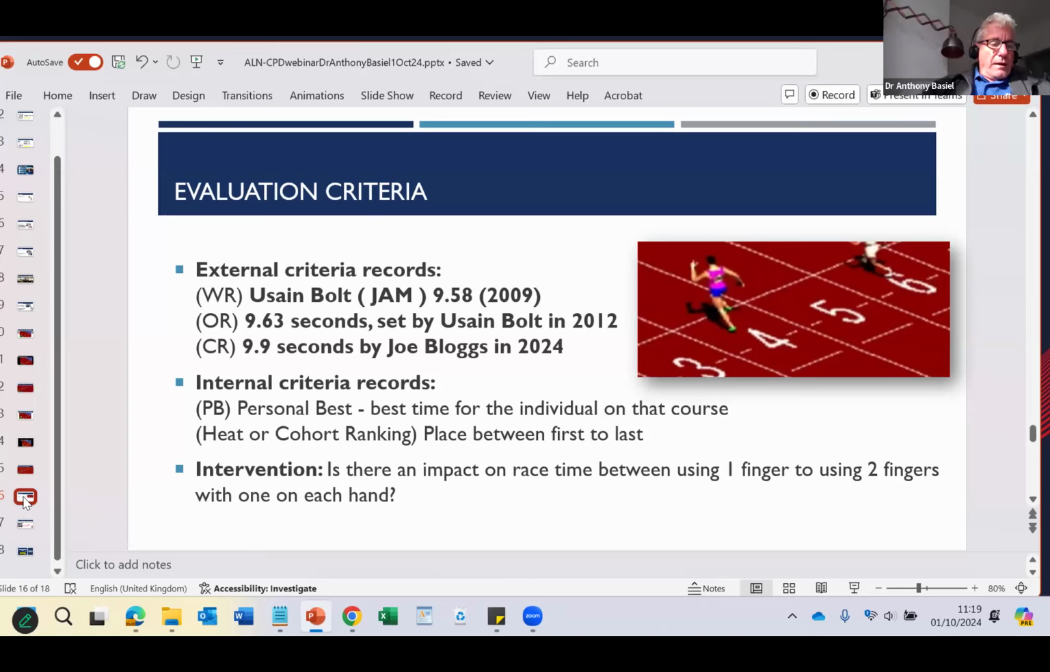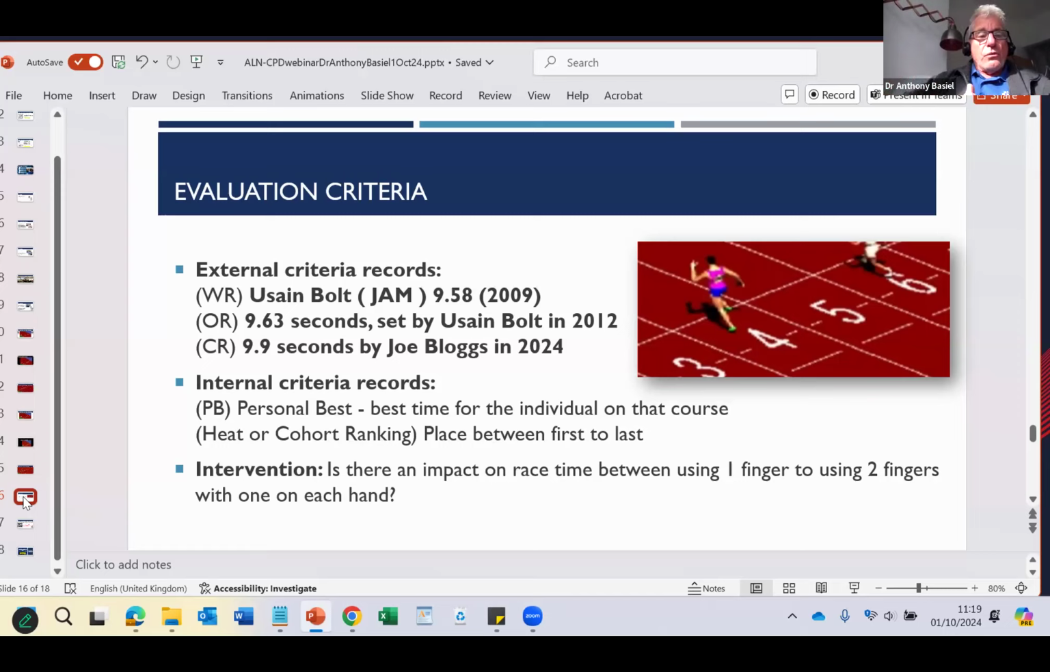We're not quite performing at a world record or even an Olympic record, which is 9.63 seconds. We can't do it. So then we have to look at, say, the course record. On this particular athletics course, the record is 9.9 seconds by Joe Bloggs in 2024. So if we're looking at the times that we did, we can use that external criterion as a measure.